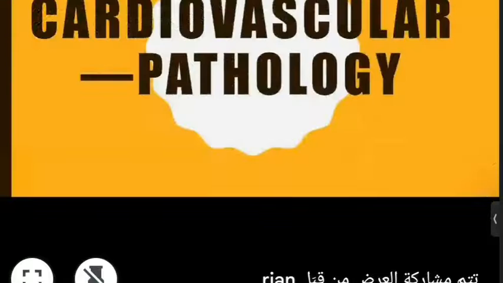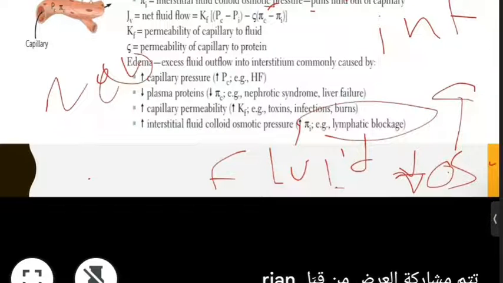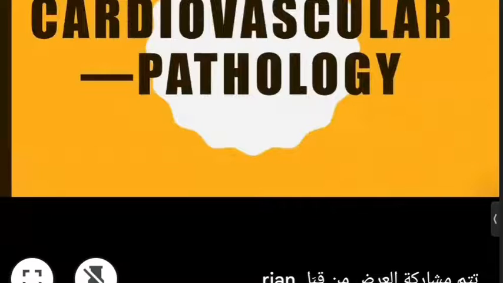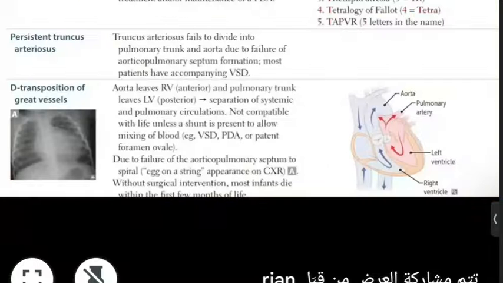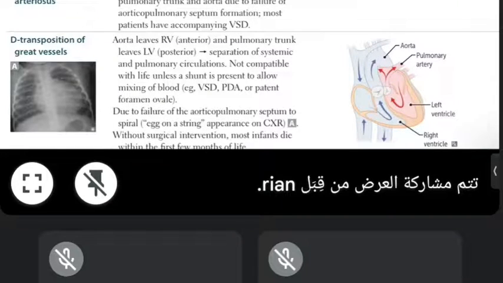This was the last topic in the physiology, and now we will continue talking about cardiovascular pathology. So today is the first lecture in cardiovascular pathology in the USMLE Step 1 book. The first topic we want to talk about in cardiovascular pathology is how the disease occurs. This is pathology, yeah? So now we have the congenital heart diseases.